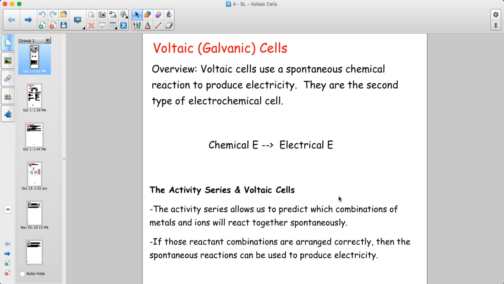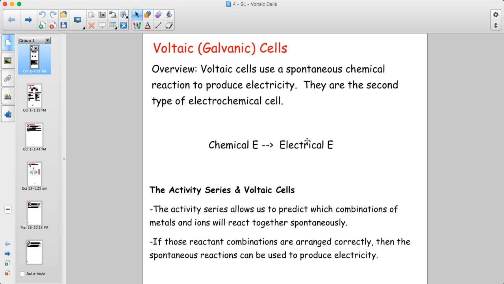So Voltaic cells, the last topic that we're going to cover in the redox unit, it's really an application of the activity series content. So the overview of what a Voltaic cell is, sometimes it's called a galvanic cell. It's the second type of electrochemical cell besides electrolysis. The overview is that a Voltaic cell uses a spontaneous chemical reaction to produce electricity. Net, that means we're going to take chemical energy and convert it to electrical energy.